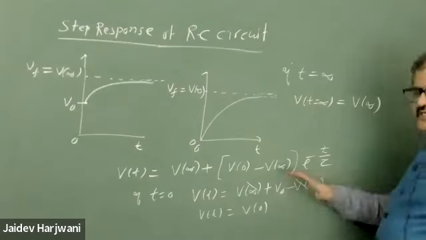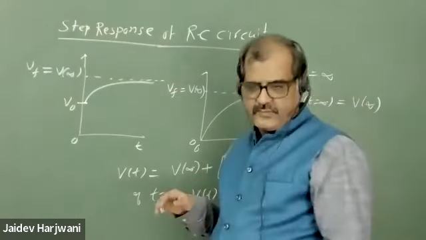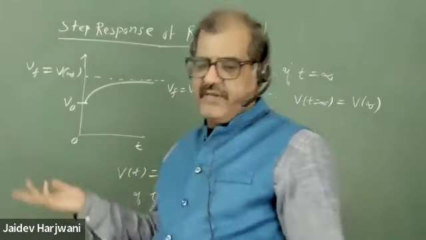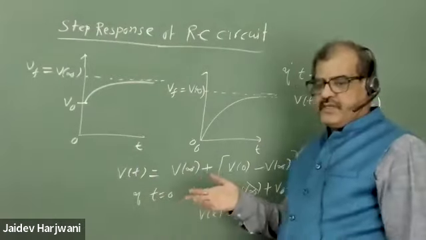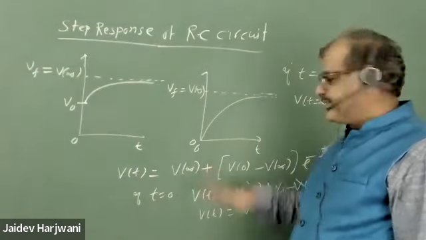Now this equation is a general equation, in the sense that you can apply it to any circuit. Any circuit means if you have a circuit made of R and C, you can immediately apply this equation. This gives you the correct answer.